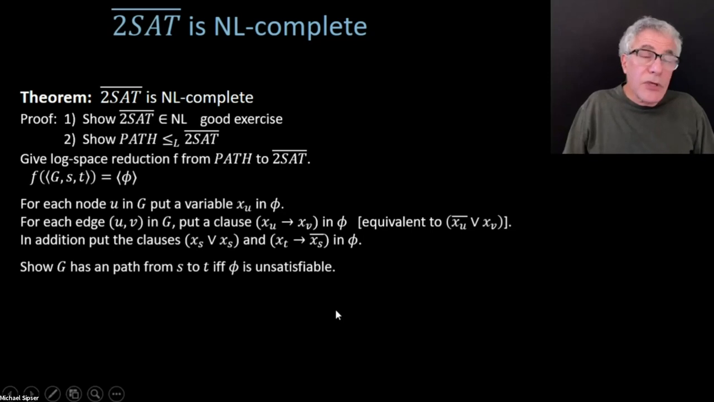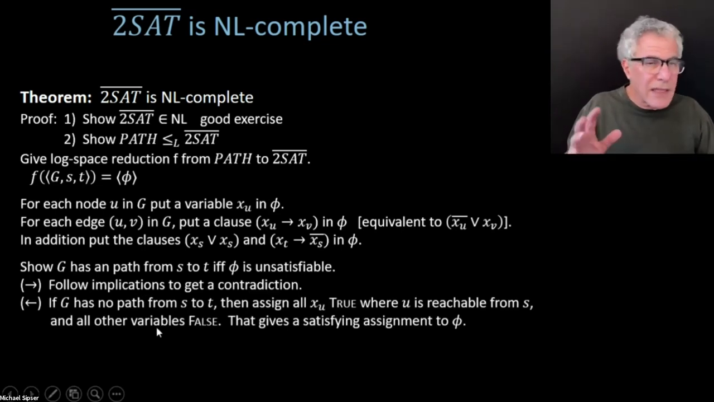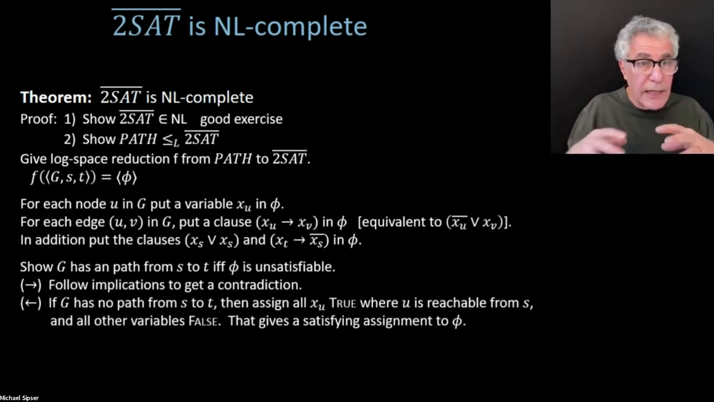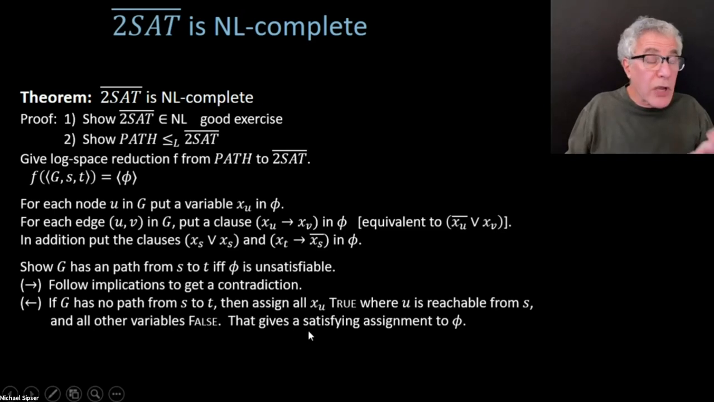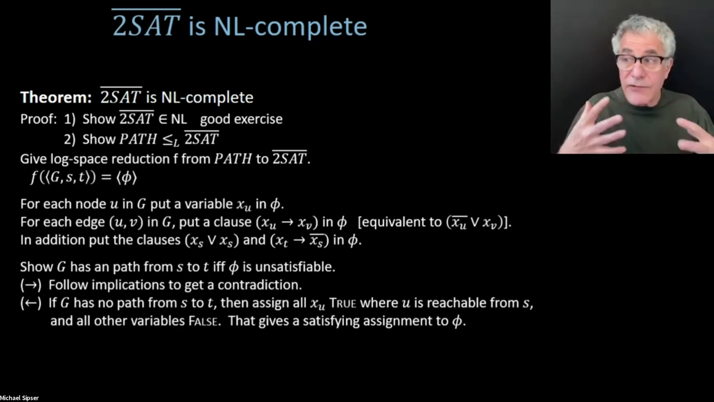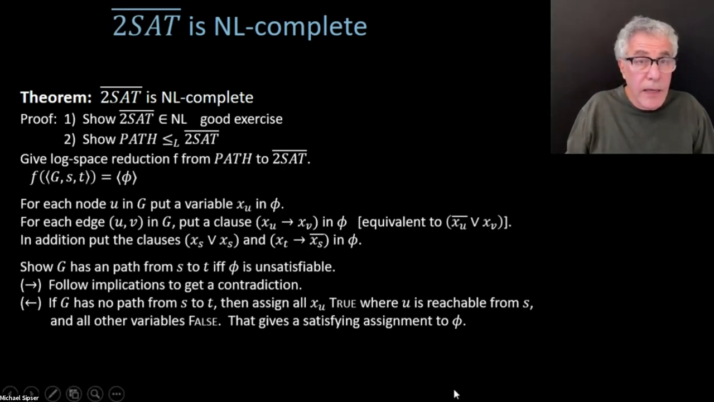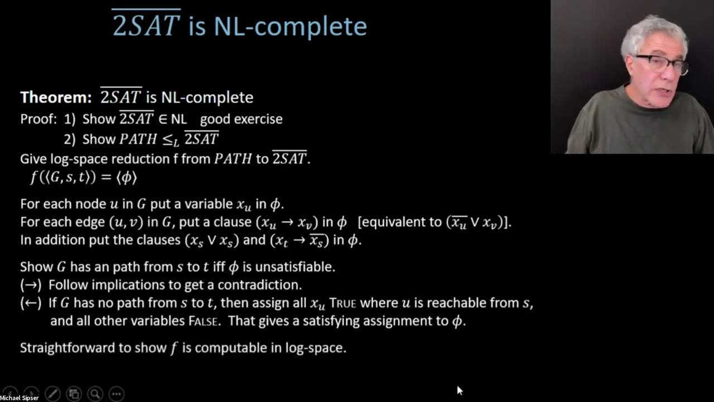So now you have to prove that this works. As I said, for the forward direction, if there is a path, you follow the implications to get a contradiction. For the reverse, let me not spend time here. I'll leave this to you to think about offline. But if there is no path, there is a way of assigning the variables to true and false to make a satisfying assignment to the formula. So that gives the other direction. And you can show it's computable in log space. That's very simple because it's a very simple transformation.